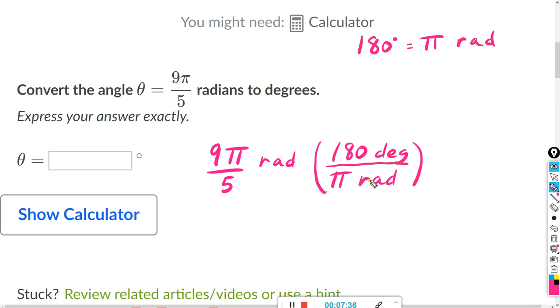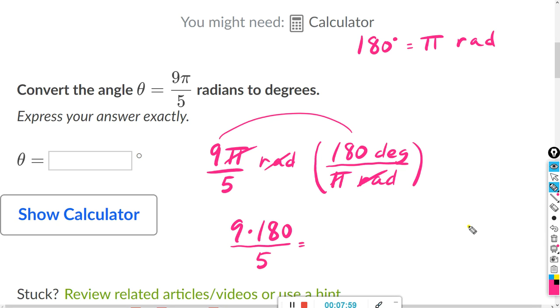Okay, so radians divided by radians cancels. Pi divided by pi cancels. And we're left with degrees. 9 times 180 in the numerator, and 5 in the denominator. Okay, this one we can just do on the calculator.